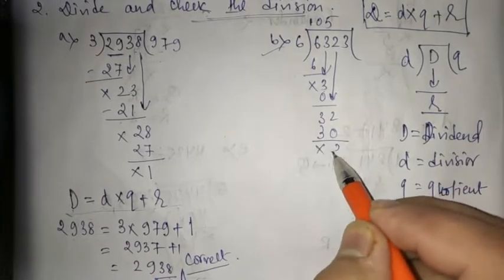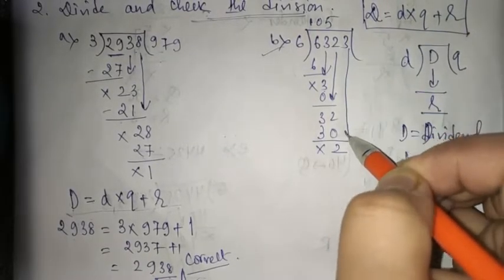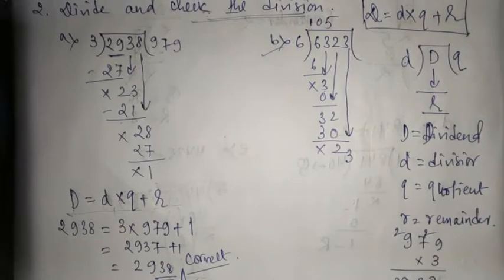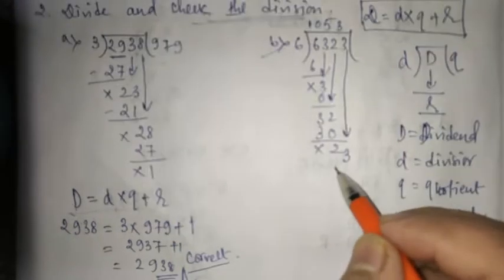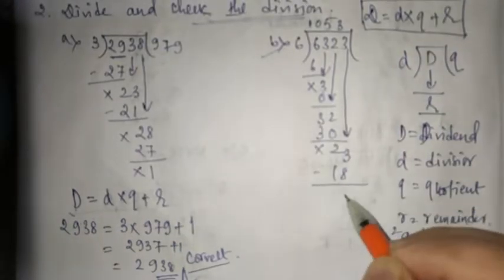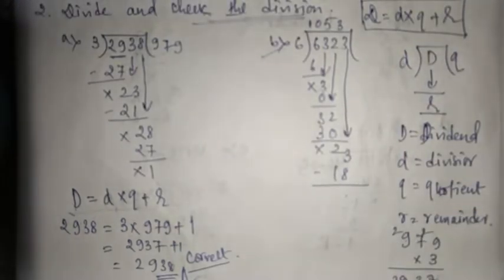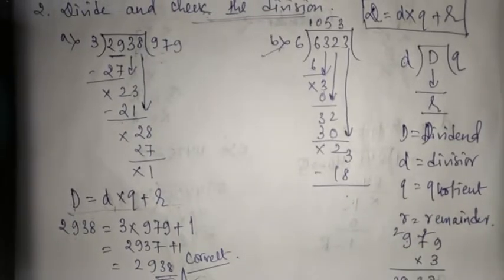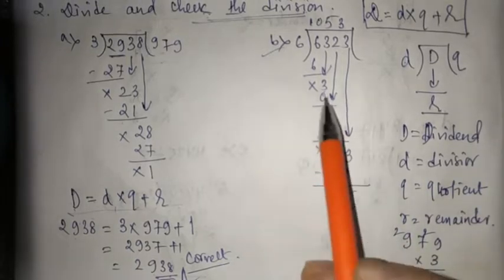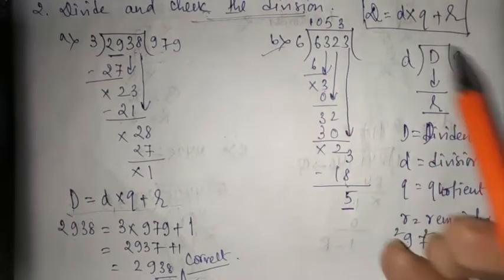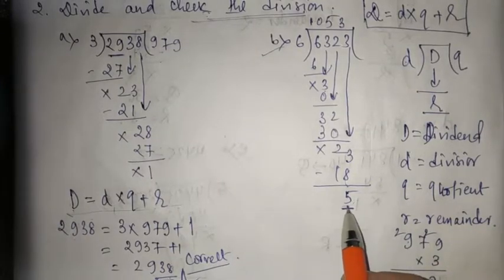Okay, then this 3 will come down again. So 6 3s are 18, 6 4s are 24. So 6 3s is only possible. So 23 minus 18 is 9, 10, 11, 12, 13. So it is only 5. So 18 plus 5 is 23. So now your remainder is 5. It cannot be divided and no further number is there to divide. So your 5 will be the remainder.